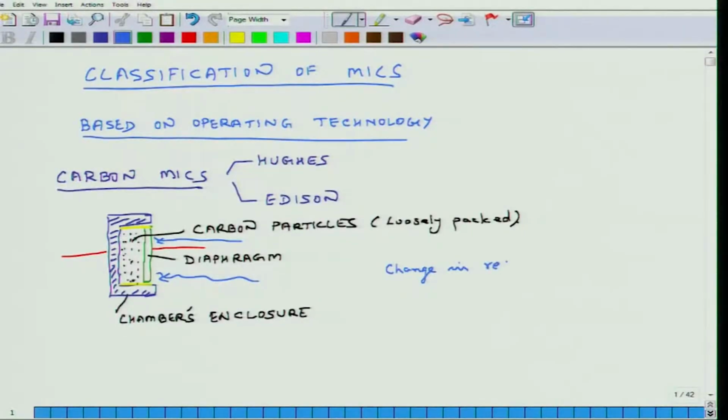So the change in resistance is mapped into SPL.